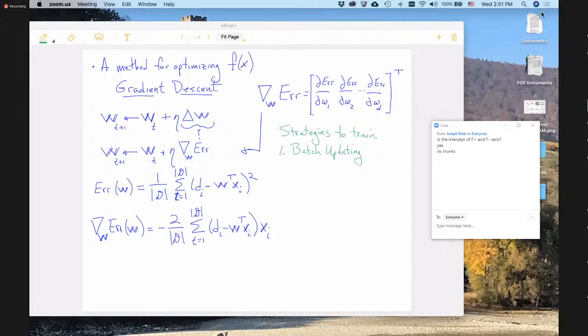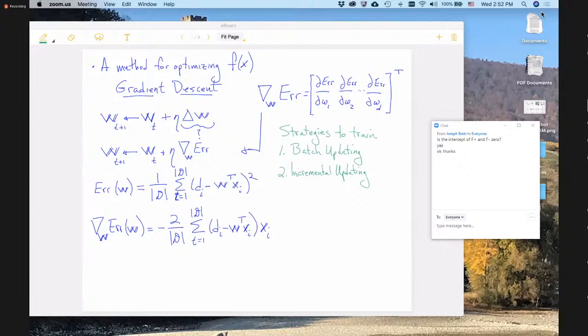The second strategy is called incremental updating. And the only difference between incremental and batch is that you update the weights immediately after each individual example.